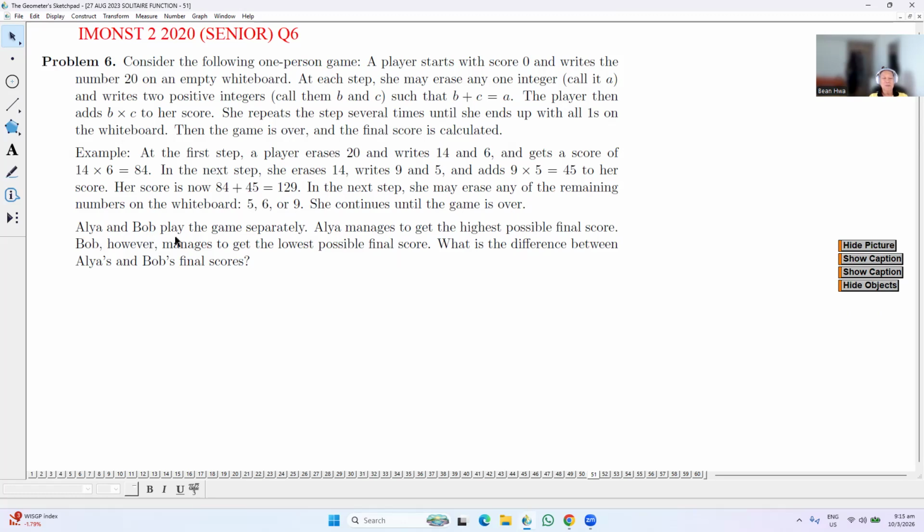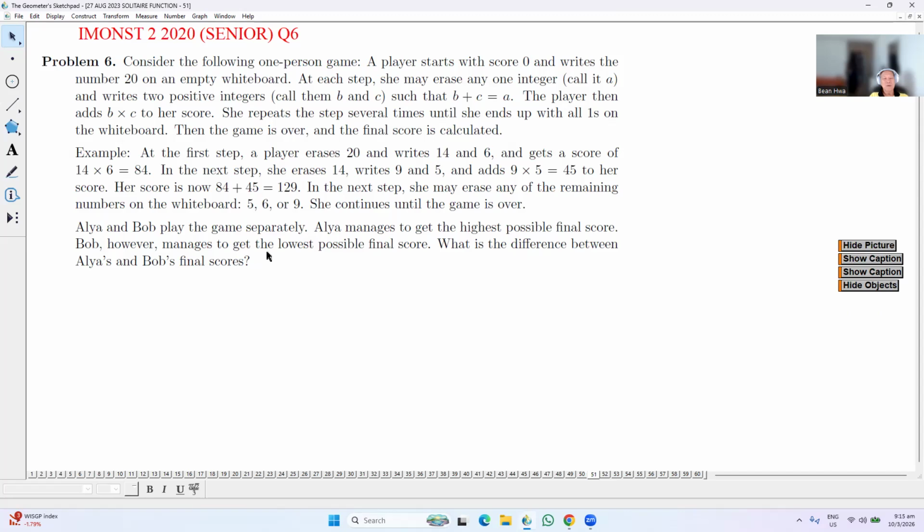Alia and Bob play the game separately. Alia manages to get the highest possible final score. Bob, however, manages to get the lowest possible final score. What is the difference between Alia's and Bob's final score?